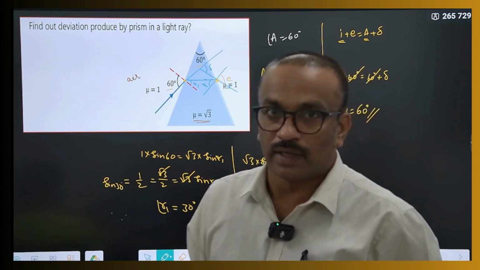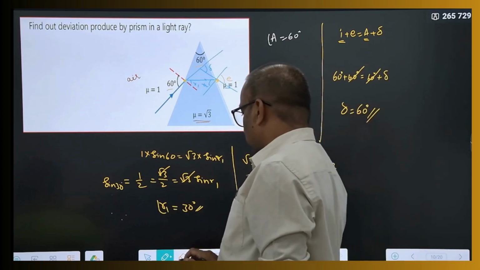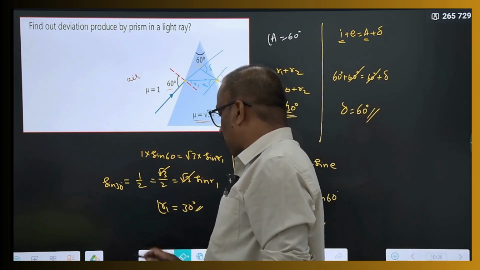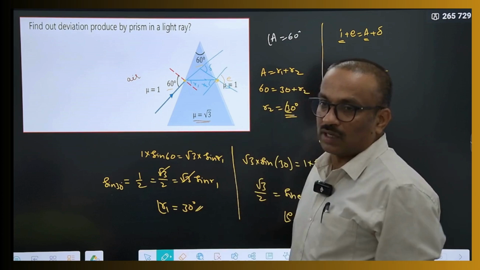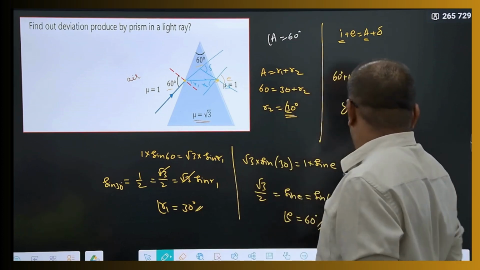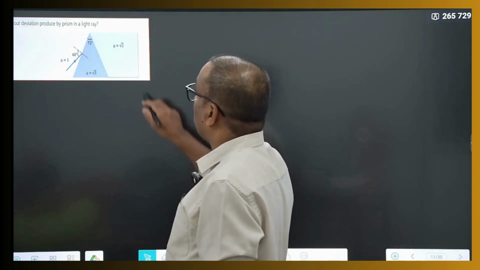Understood? Clear? So like this, no need to panic about anything. Very easily you can solve even IIT Advanced level questions. Only 4 concepts, that's all. Clear? So next question. Now let us see.